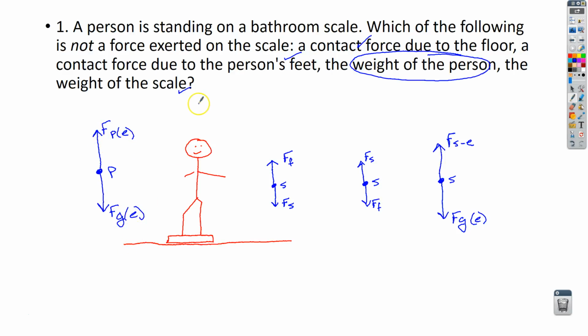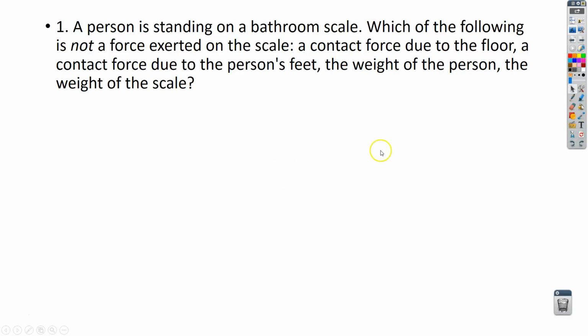These are all third law interactions, which means that they have to be acting on the same thing. And that is the reason why number 1 is the weight of the person, because the weight of the person doesn't have anything to do with the scale. We could get rid of the scale and the weight of the person would still be there. Let's go ahead and take a look at the next problem.